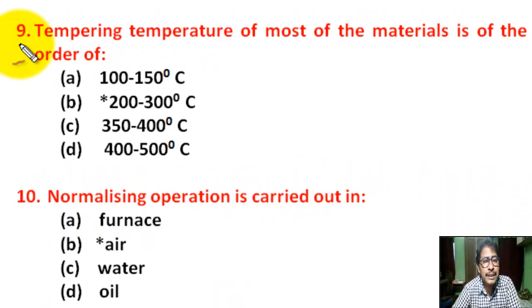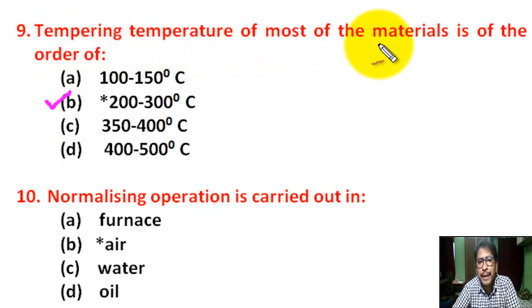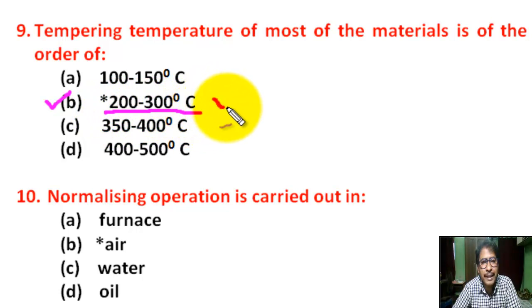Okay. Question number 9. Tempering temperature of most of the material is of the order of, there are four options. Correct answer is B. Tempering temperature of almost all material is 200 to 300 degrees centigrade.